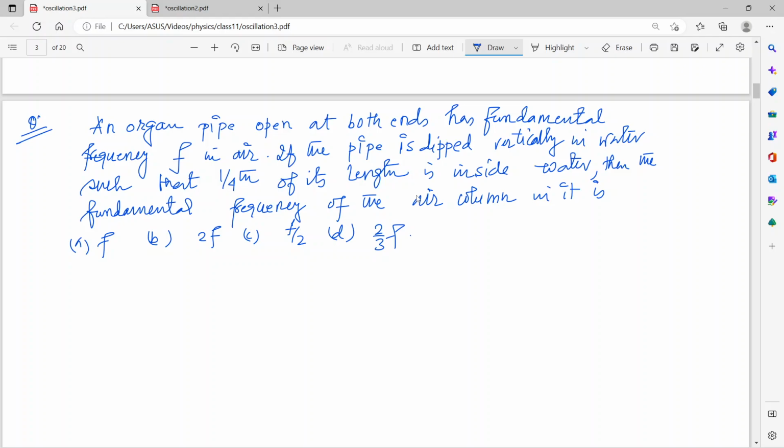So an organ pipe which is open at both ends has fundamental frequency f in air. If the pipe is dipped vertically in water such that 1/4 of its length is inside water, then what should be the fundamental frequency of the air column?